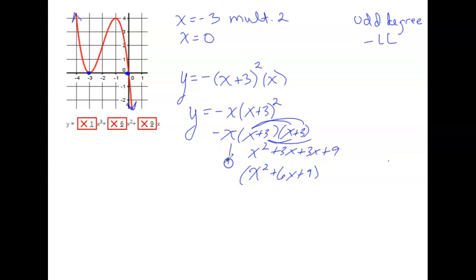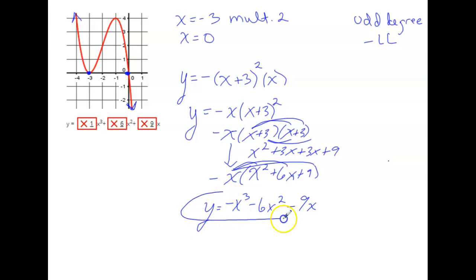Okay, then we have to bring down that factor of -x that we had in the front, and then we're going to distribute the monomial times the trinomial to get rid of the parentheses. So -x times x squared is a -x cubed. Then -x times 6x is a -6x squared. And then we have a -x times a positive 9 is a -9x. And that would be the polynomial in standard form that produces this graph.